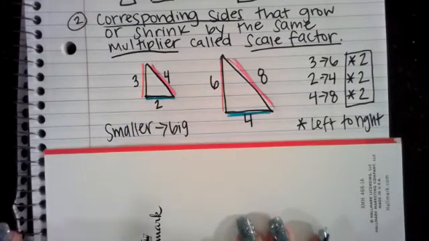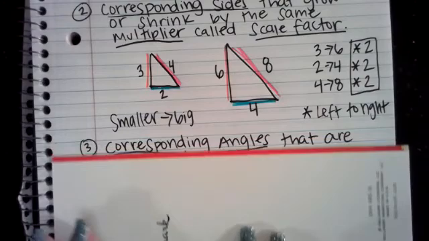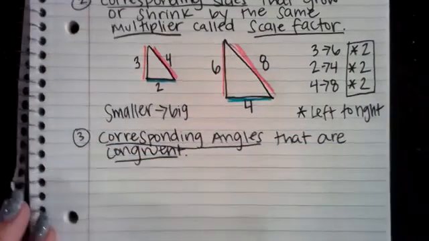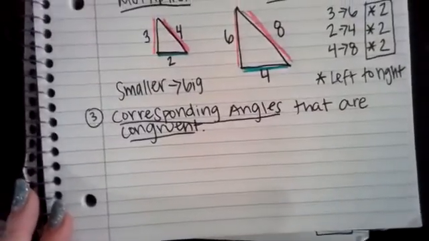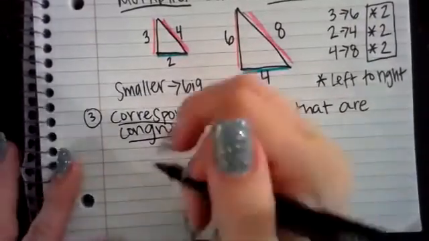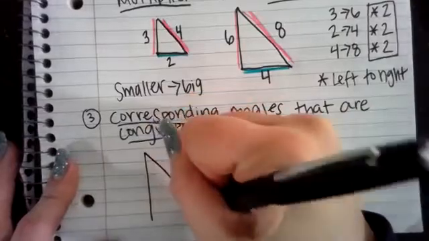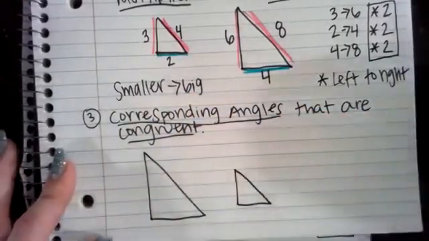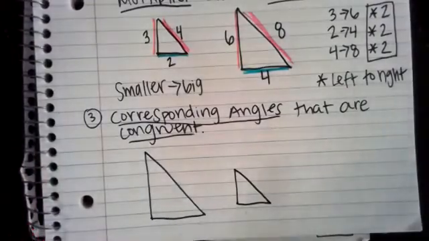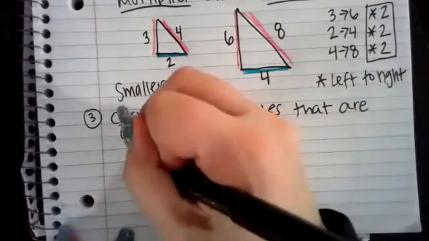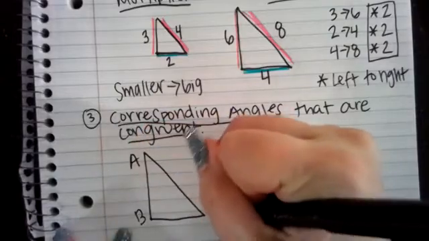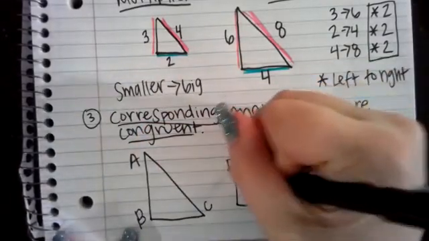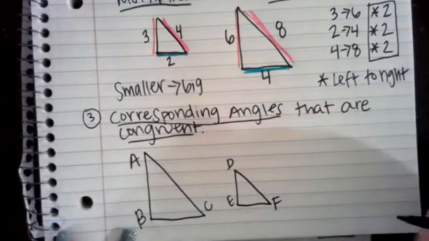The last characteristic for two shapes to be similar to each other is their corresponding angles have to be congruent. So I'm going to draw another set of triangles. I'll probably just stick with the right triangle situation. I'll draw the bigger triangle first, and then I'll draw a smaller right triangle. You're still going to need your 3 colors. I'm going to label these triangles A, B, C on all the corners, and I'm going to label this one D, E, F.